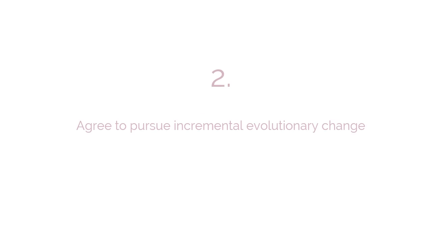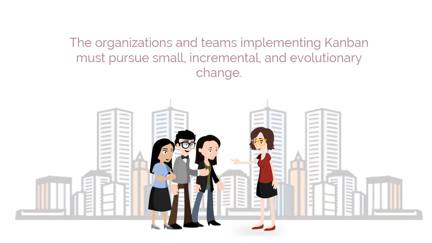The next philosophy says, agree to pursue incremental evolutionary change. It means that the organization needs to understand the gravity of resistance to change. Any change brought about in a sweeping manner may or may not have the desired outcome. Therefore, the organizations and teams implementing Kanban must pursue small, incremental, and evolutionary change.